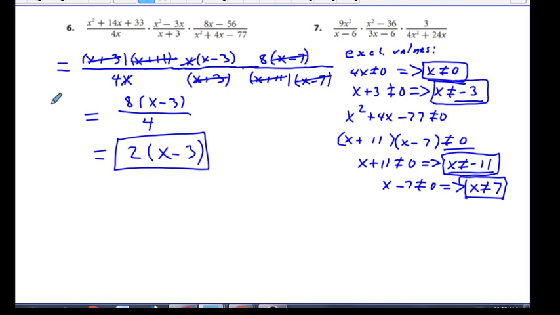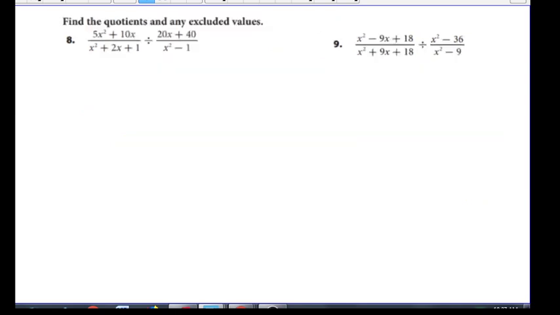So with that, we can just go on to number 8. Okay, now on number 8 forward, we start being asked about finding the quotients instead of multiplying. So what it's helpful to know in this instance is that dividing equals multiply by reciprocal.